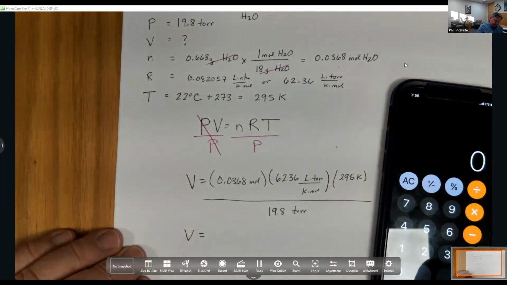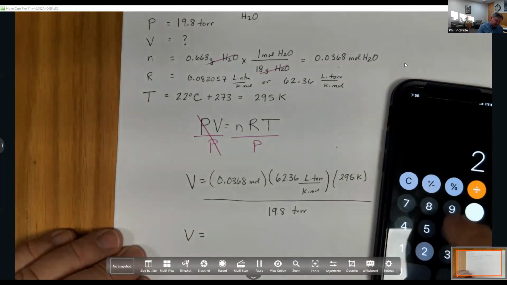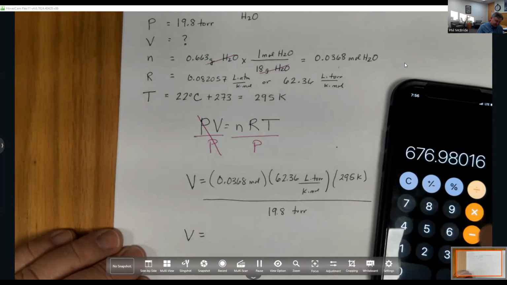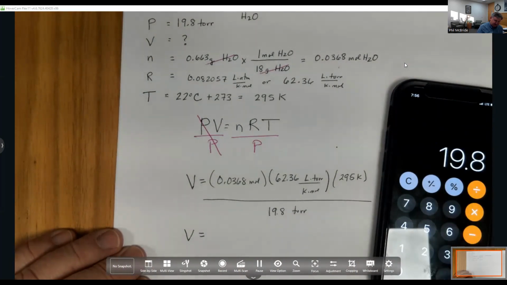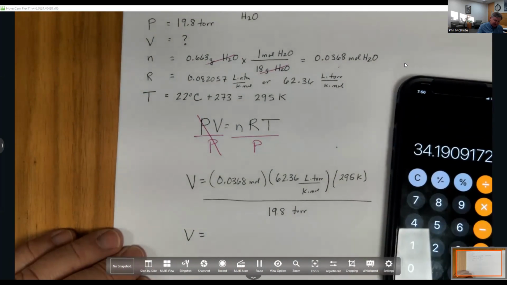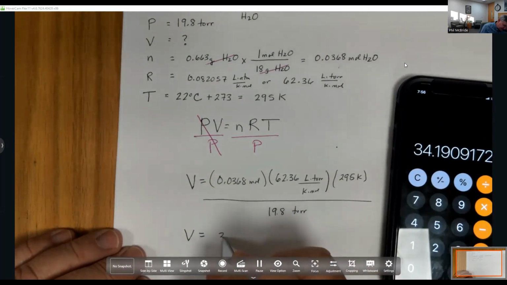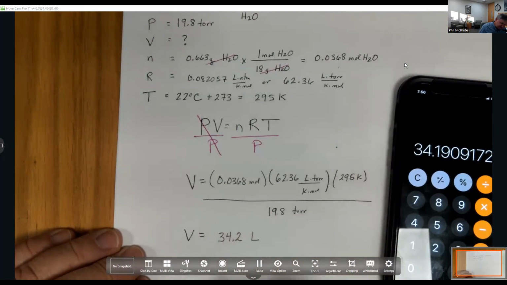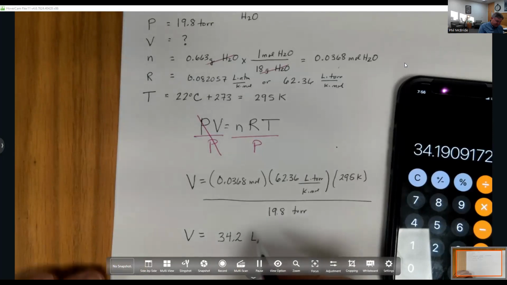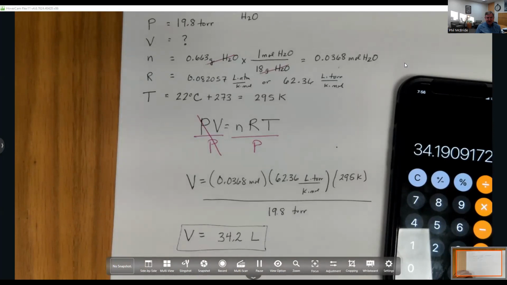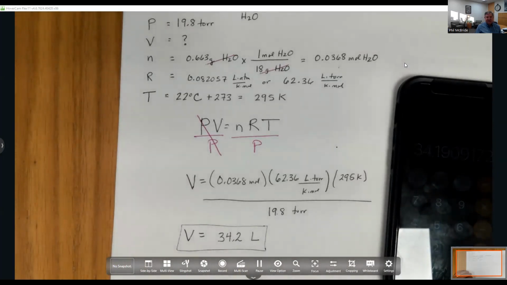So we have 0.0368 times 62.36 times 295 divided by 19.8. Looks like 34.19, rounded to 3 significant digits, 34.2 liters. So that's the volume that we would need to keep it from turning into a liquid. So this is simply a gas law problem.